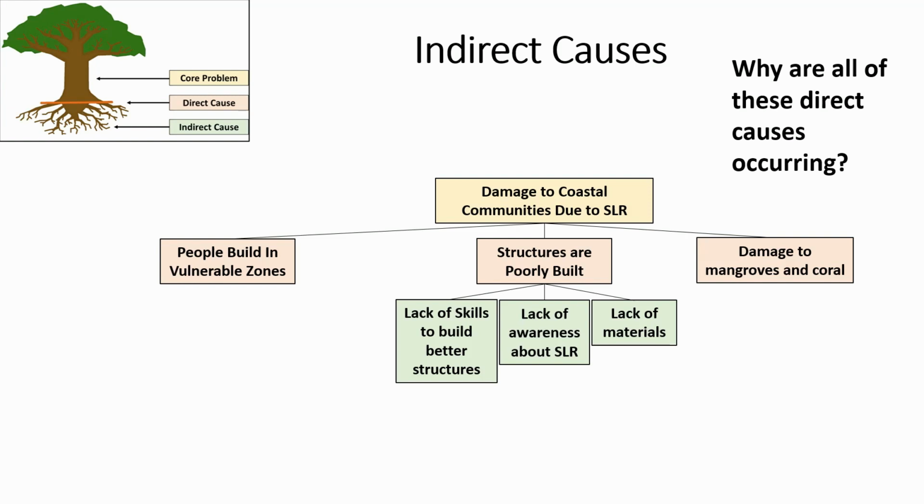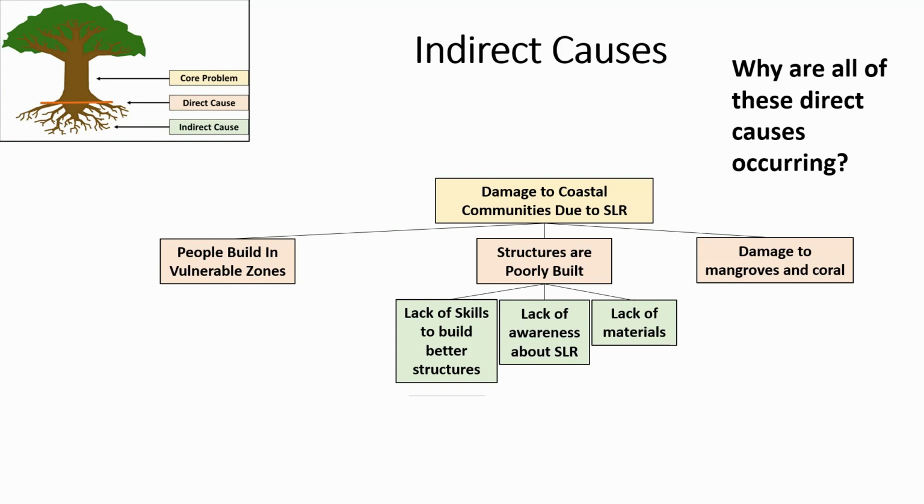And then structures are poorly built. Why? Well, because we have a lack of materials. And so people are forced to build their homes and other structures out of anything that they can find. It could be cardboard, it could be plywood, it could be discarded metal, things like that. So this is why structures are poorly built.